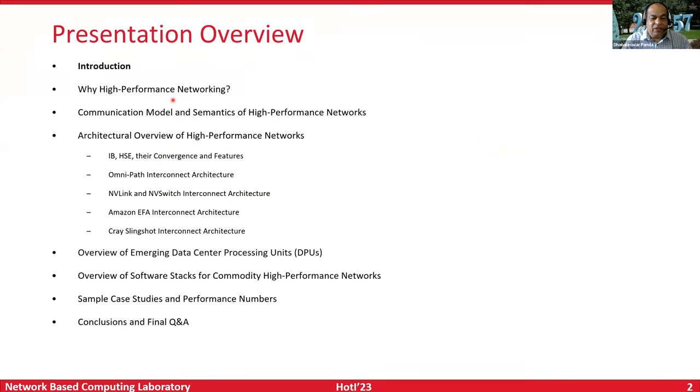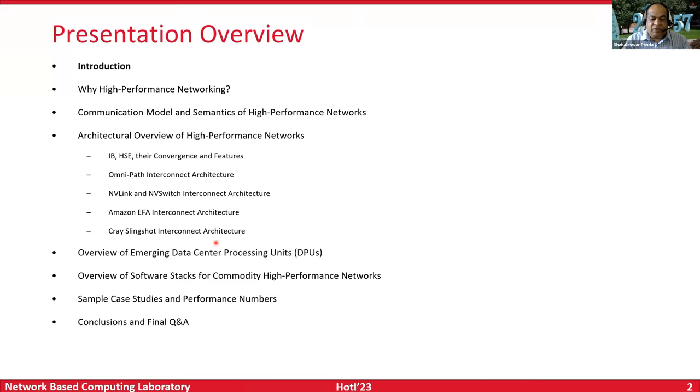So the tutorial will go like this. This is the overview. We'll start with a very high-level introduction, why high-performance networking, and then we'll try to separate it out, like saying what happens below the network and what happens above. And of course, there is a communication model and semantics which sits on it. It's just like, you know, the instruction set architecture kind of thing. So this is what we'll try to define that.